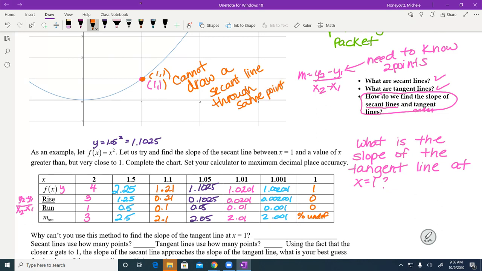But I can draw secant lines through points that are really close and look at the slope between those points and notice, oh, that slope is really getting closer and closer to 2. It's approaching 2. So what is the slope of the tangent line at x equals 1? Well, I can't find it exactly. I can't find it because I get an undefined value with the method that we're using, but I can estimate that slope to be about 2.